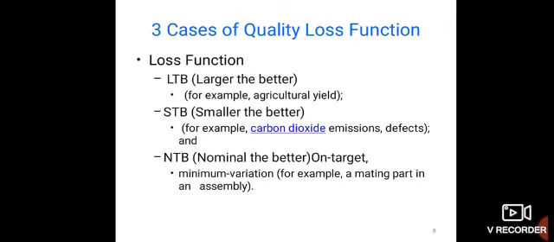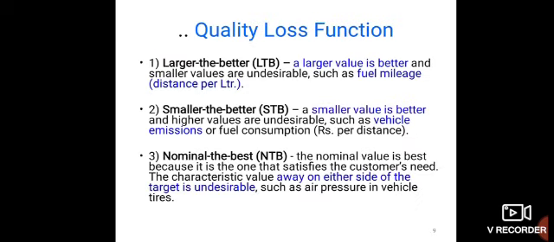Now there are three cases of quality loss function. These are LTB, means larger the better. For example, agricultural crop yield. Smaller the better, for example, the pollution, that is the carbon dioxide emission and defects. Third one is the nominal the better. It means if the components are matching, then there should be the minimum variation. For example, in the piston cylinder assembly, the variation should be minimum.